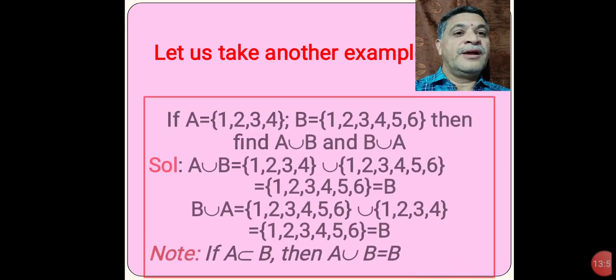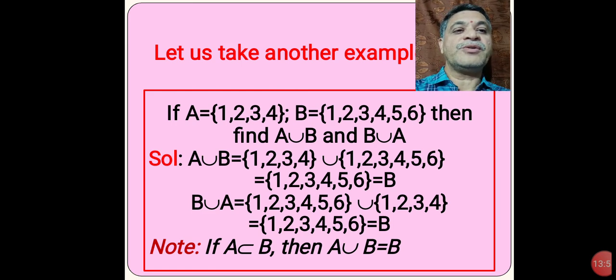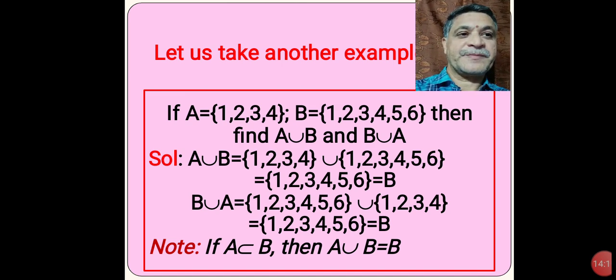Now let us take another example. If A is equal to {1, 2, 3, 4} and B is equal to {1, 2, 3, 4, 5, 6}, then find A union B and B union A. It is very easy to find out. So A union B is equal to, again we write {1, 2, 3, 4} first set, union {1, 2, 3, 4, 5, 6} second set.